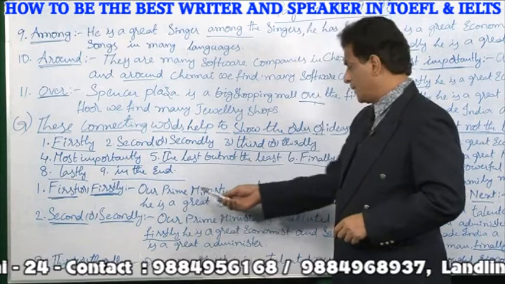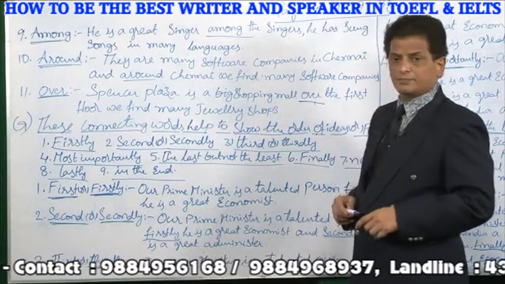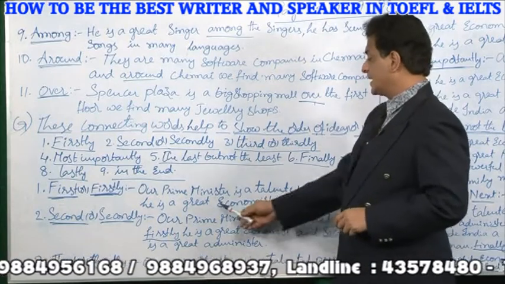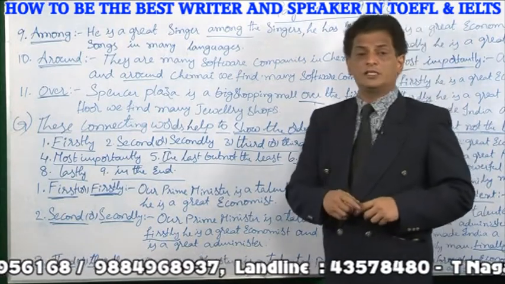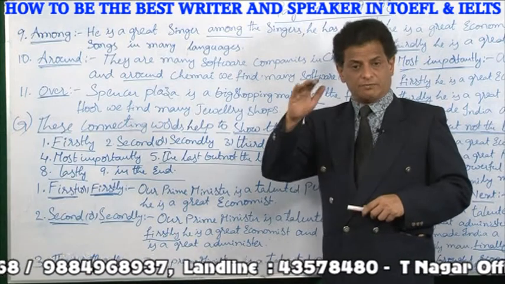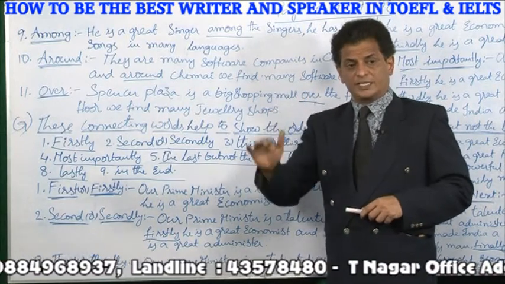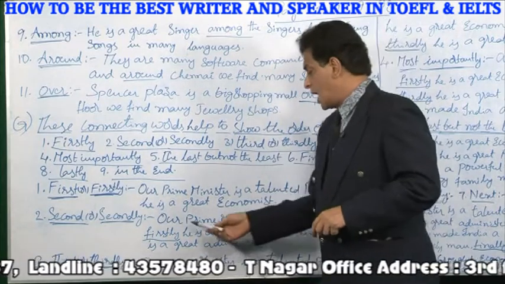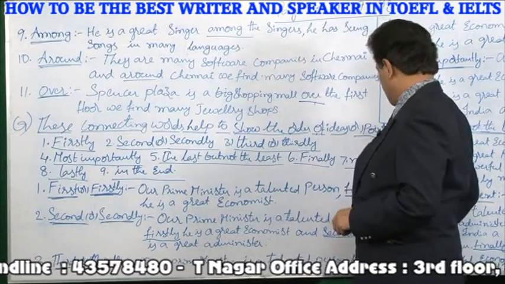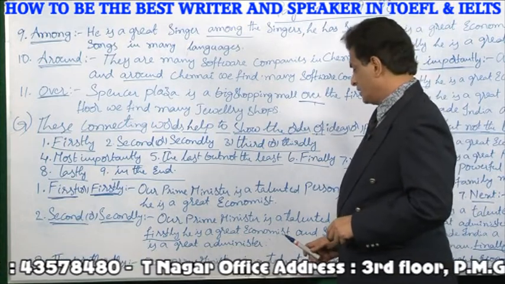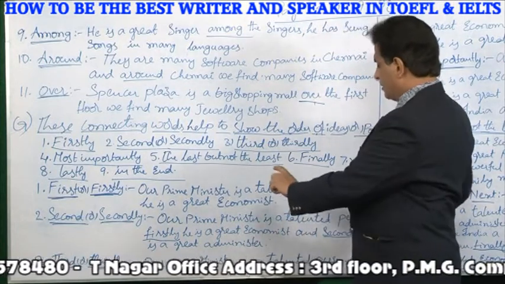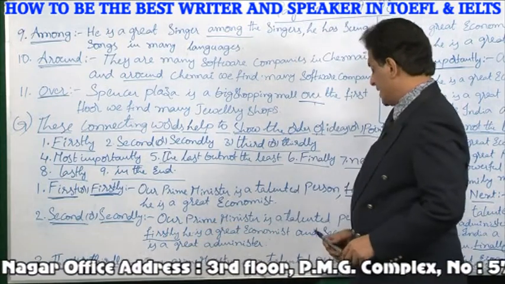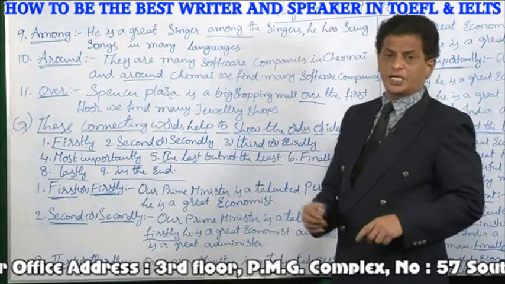Firstly, see, our Prime Minister Manmohan Singh is a talented person. Firstly, he is a great economist. You are using the word firstly to say that, according to the order of his greatness, he is the best economist. Second or secondly, our Prime Minister is a talented person. You are telling about his talents, then you are saying what the qualities are. Firstly, he is a great economist, and secondly, he is a great administrator.